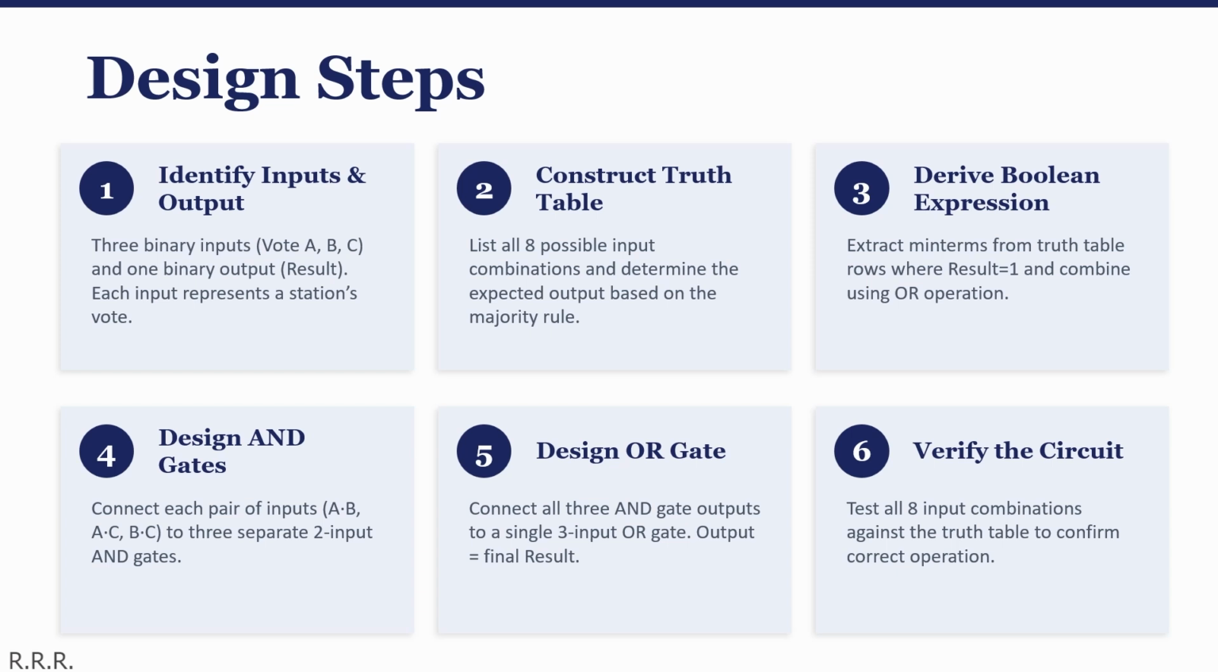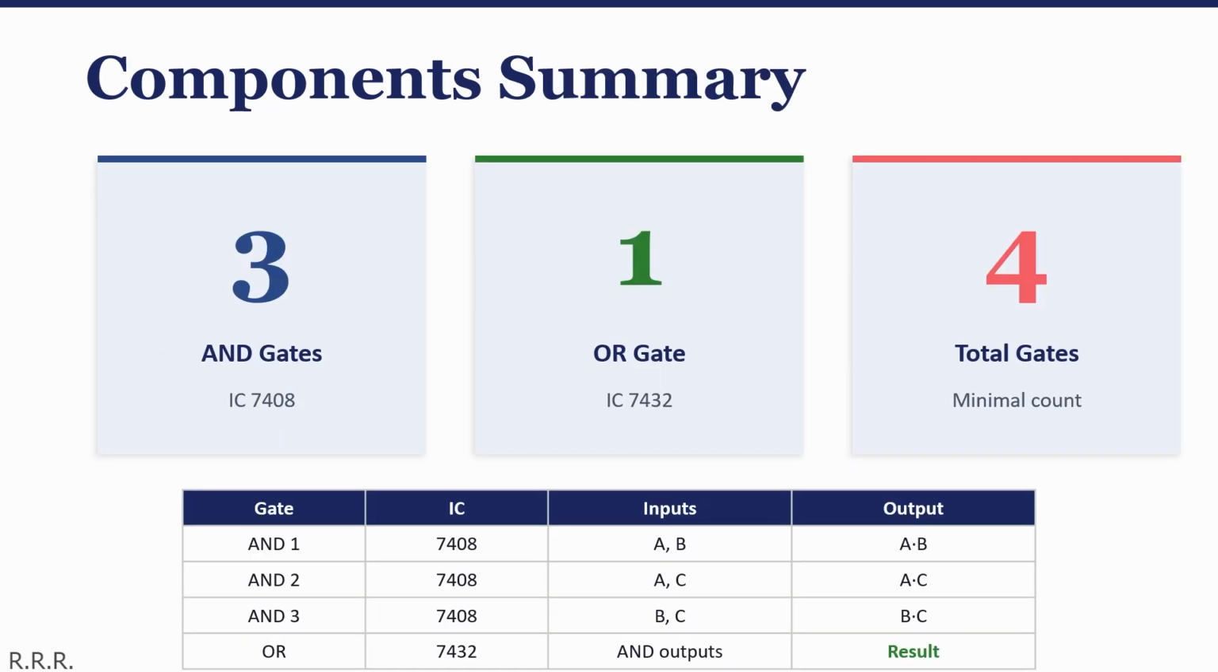Step 6. Verify the circuit. We tested all 8 input combinations against the truth table to confirm that the circuit operates correctly for every possible scenario. These 6 steps form a systematic approach that can be applied to any combinational logic design problem. Here is a summary of all the components in our circuit.